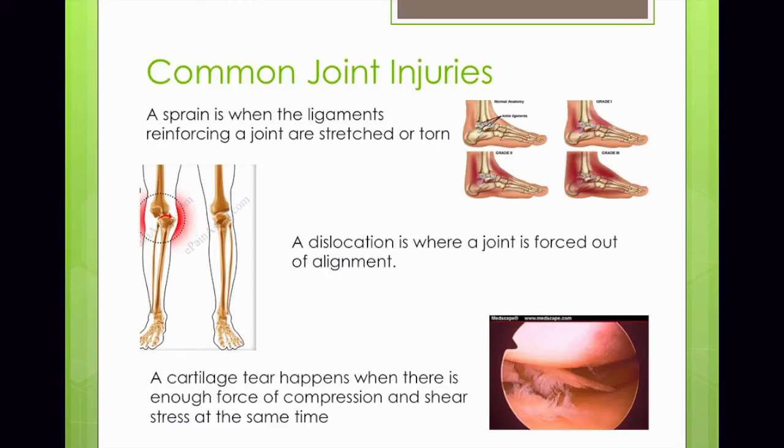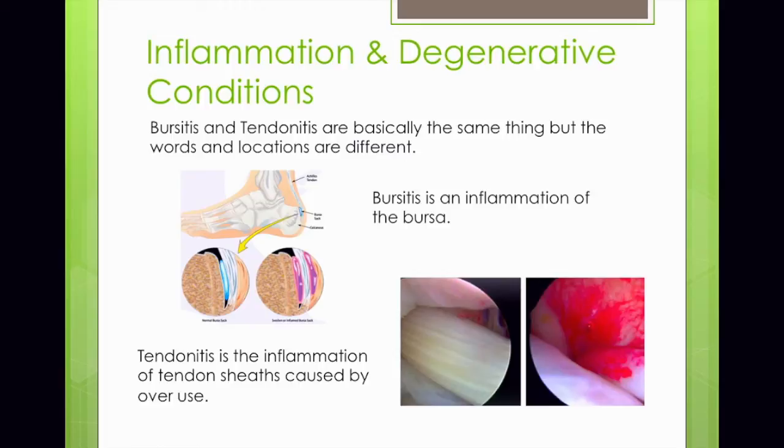Inflammation and degenerative conditions. Bursitis and tendinitis are basically the same thing, but the words and locations are different. Bursitis is an inflammation of the bursa. Tendinitis is an inflammation of tendon sheaths caused by overuse.